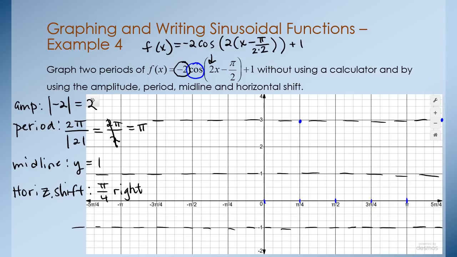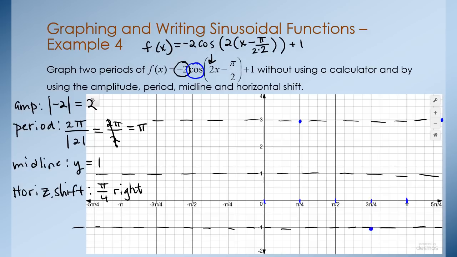So what is halfway between 5 pi over 4 and pi over 4? Well, let's see. If I were just to count, I would have 1, 2, 3, 4 tick marks. So it looks like if I go to the right 2 tick marks and to the left 2 tick marks, that puts me at 3 pi over 4, and that's going to put me at my minimum value.